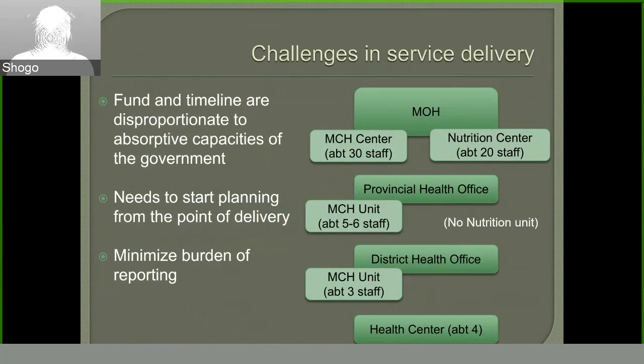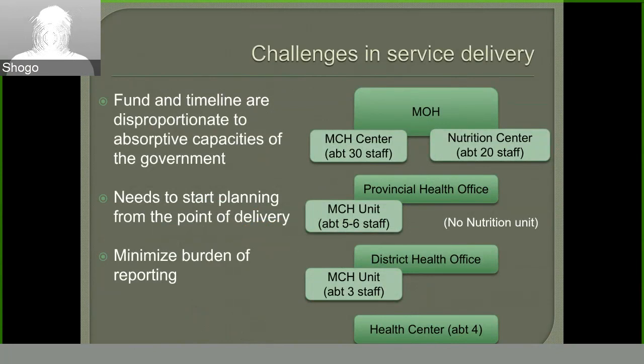So what happened? As you see, MOH has a National Nutrition Center, which has about 20 staff, and the MCH Center has about 30 staff. But if you go down to the Provincial Health Office, there is no nutrition unit. There's only an MCH unit, which has about 5 to 6 staff, and then at district level about 3 staff, and then down at the health centers, altogether 4 staff. So that's all they have.